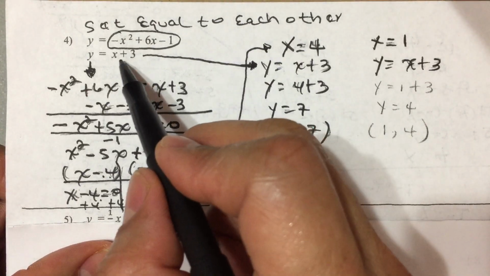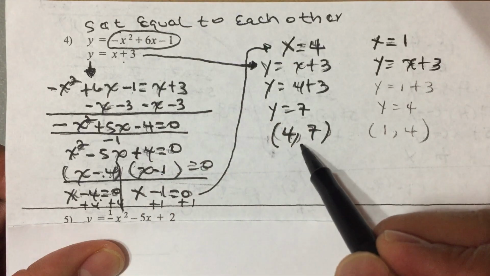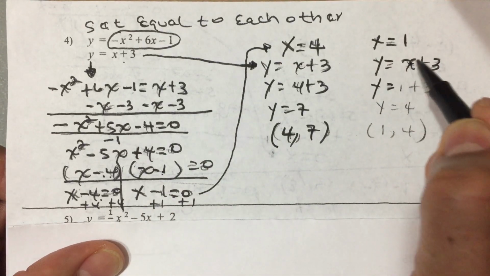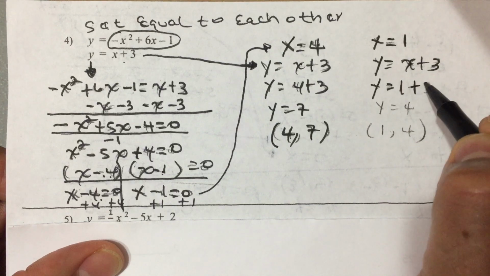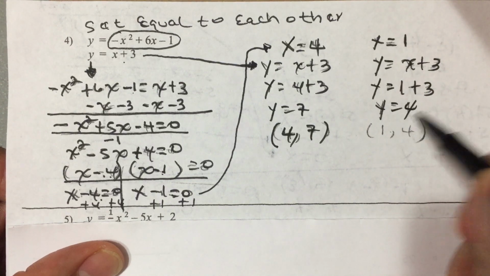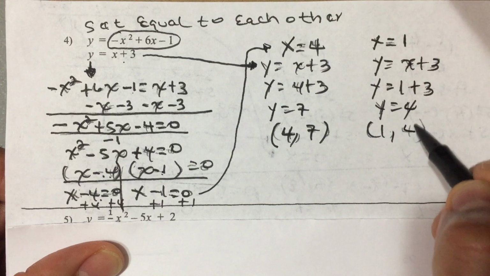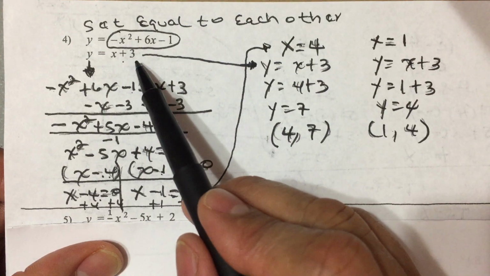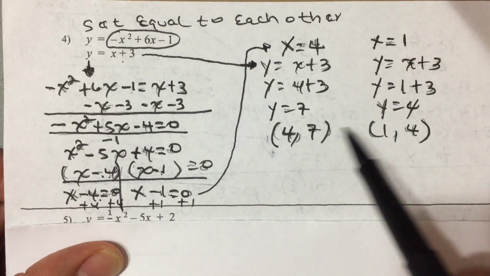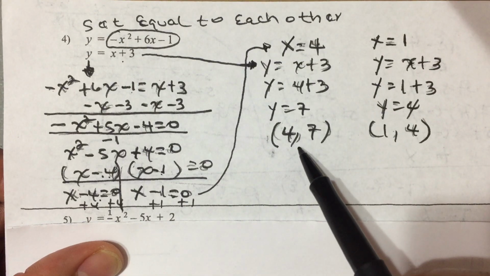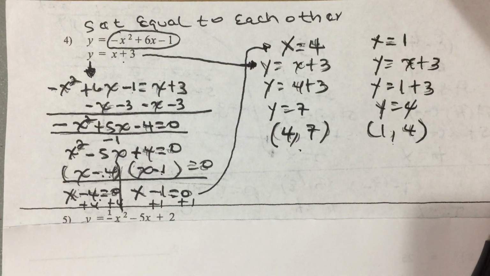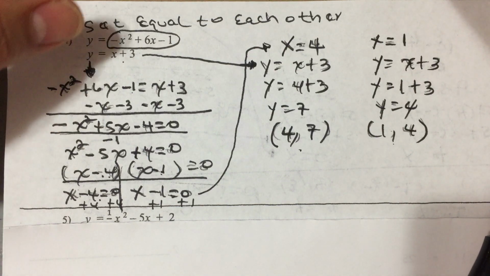That means that this line and that parabola cross at that point, and also cross at this other point. When x is 1, I'm going to add 3, and that becomes 4. So that means that when I graph them, these two, the system, are going to cross each other at points (4, 7) and (1, 4). All right. So let's do one more, okay?